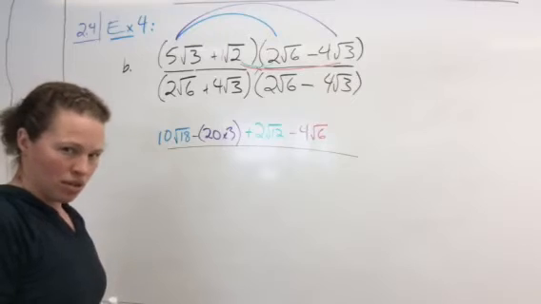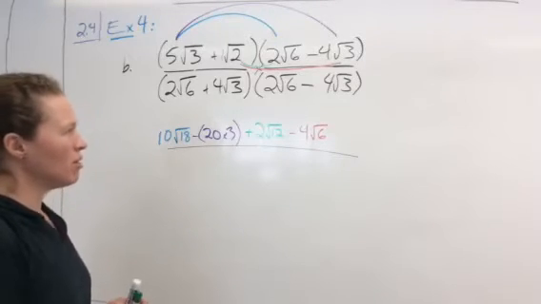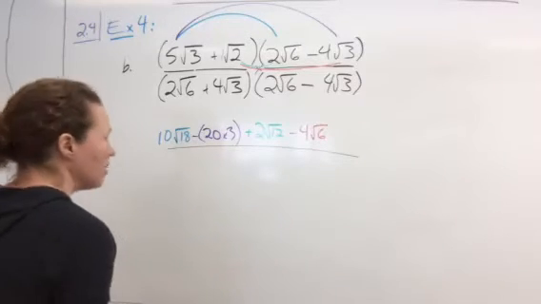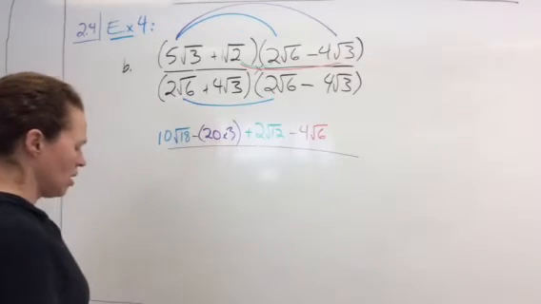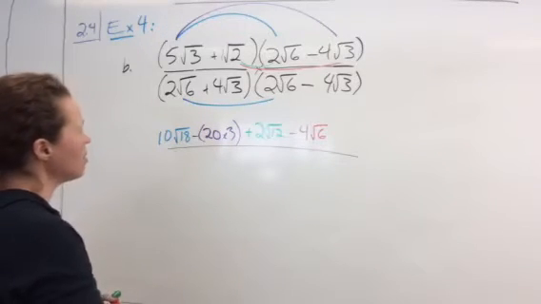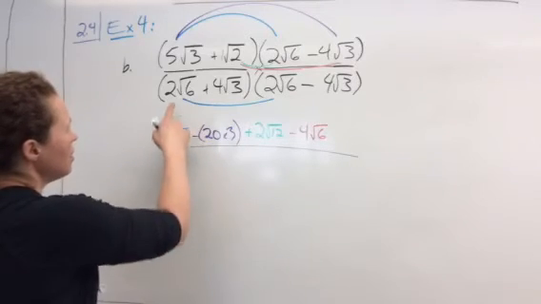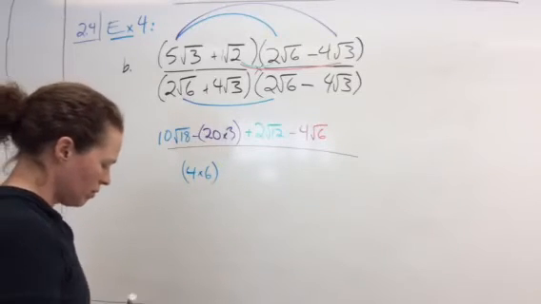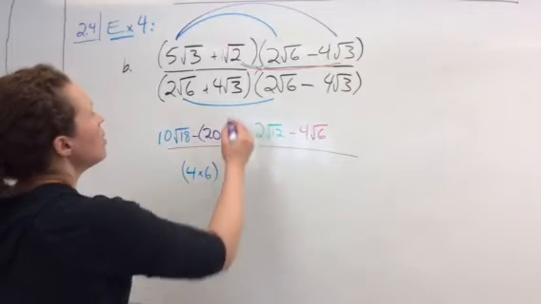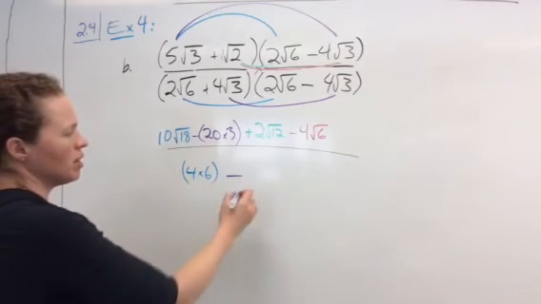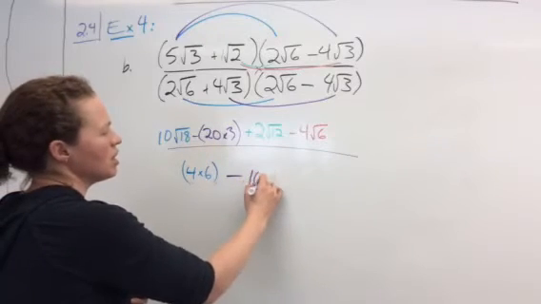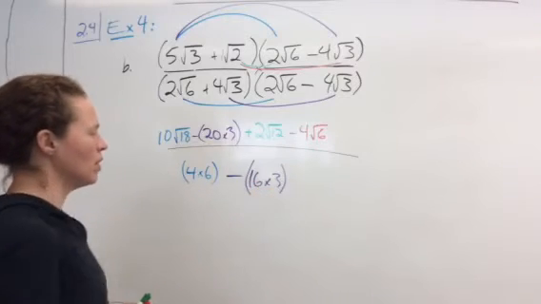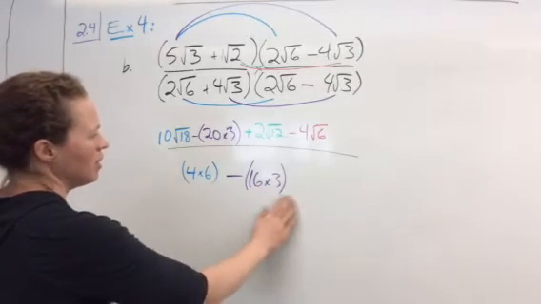We got the top part under control, and we're not going to bother foiling the bottom part because we know it's a difference of perfect squares. So all we're going to do is square this one, and well, we'll do that first. 2 root 6 squared is 4 times 6. Root 3, remember that this is a negative. 4 times 4 is 16. And root 3 times root 3 is 3. So now we just have to simplify all of our good work.